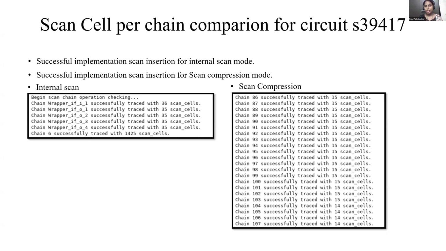Now let's come to the scan compression side. On the right, you can see a lot of chains listed. After breaking this single chain, we get 107 chains, each with either 15 or 14 scan cells. The number of scan cells per chain is stated in the DFT configuration, as I have already told you. As I have chosen the maximum number of scan cells per chain as 15, it has broken it in that format only, like 15 or 14.